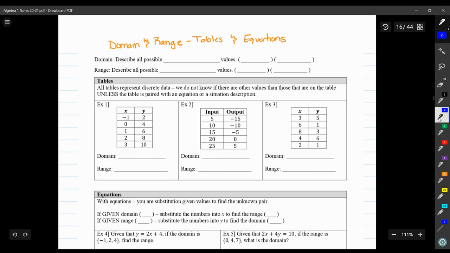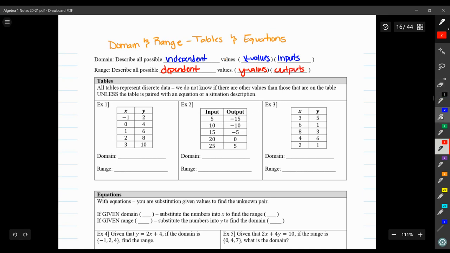Domain and range of tables and equations. So let's review. Domain describes all the possible independent values of a function or relation. So these are usually the x values, or if we don't use a variable, these are the inputs of an equation. Range describes all the possible dependent values, or these are the y's, or we call these the outputs.